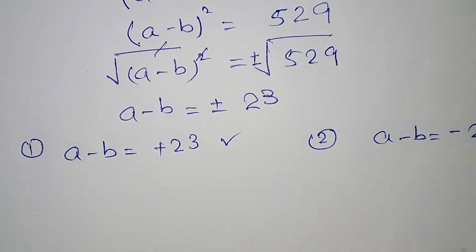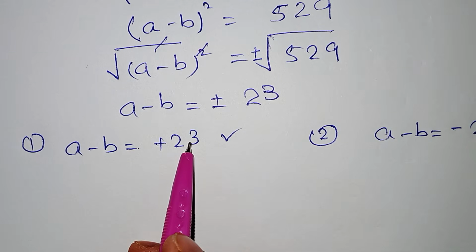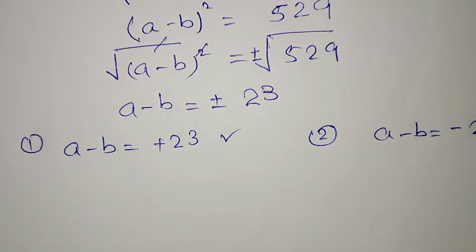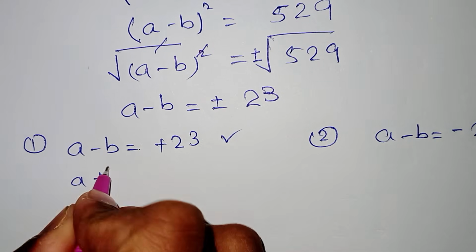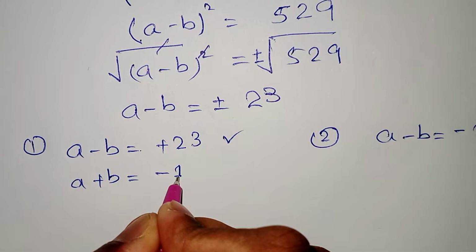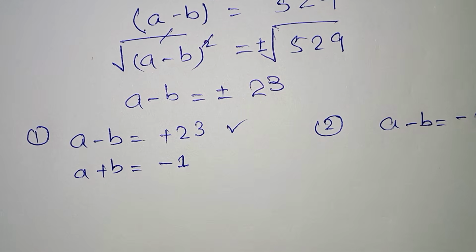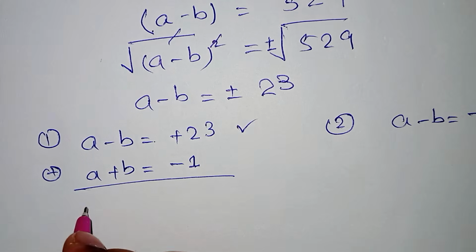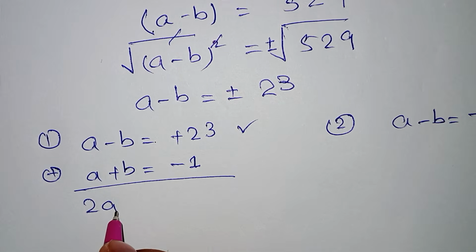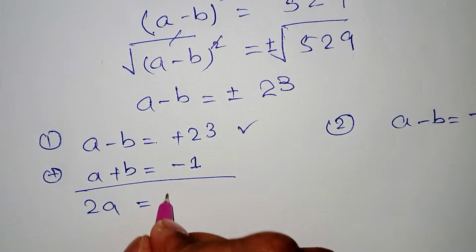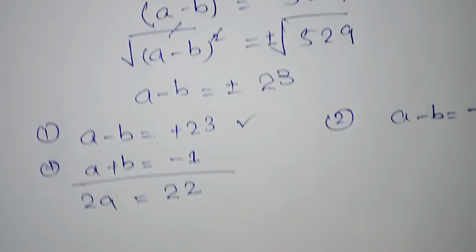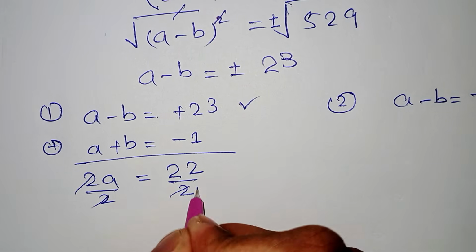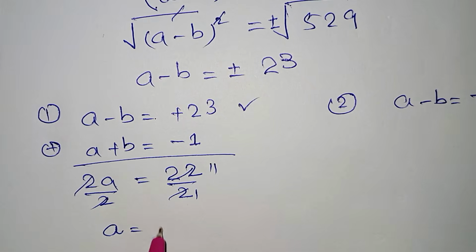We will first deal with case 1. a − b is 23, whereas a + b is −1. We will solve this simultaneous linear equation to get the a and b values. We will add these two equations: a + a is 2a, −b + b cancel, 23 − 1 is 22. Divide by 2 on both sides: a = 11.